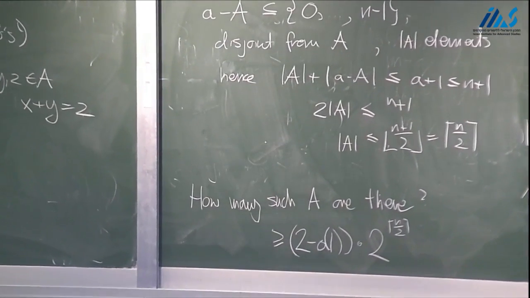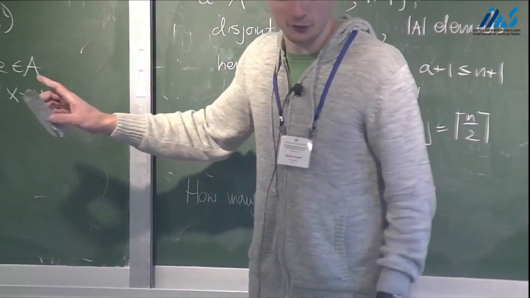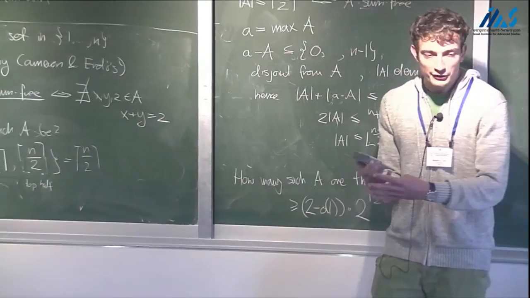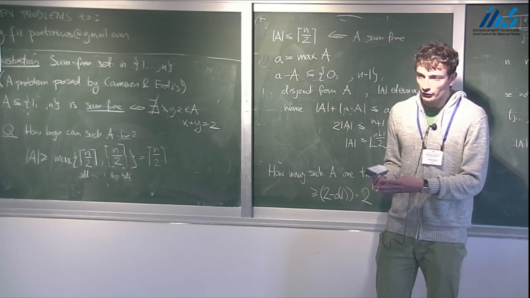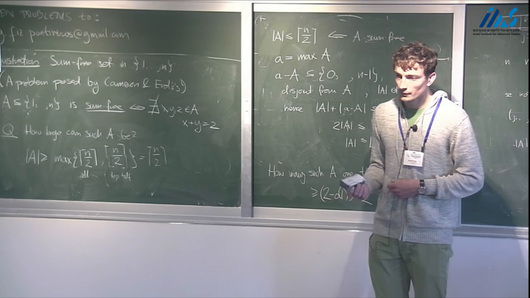Could you repeat the bound? The bound: every subset of one of the maximum size sum-free sets is sum-free, but they intersect in only n over 4 elements. So only a small proportion of this. So the double counting gives now 2 to the n over 4.